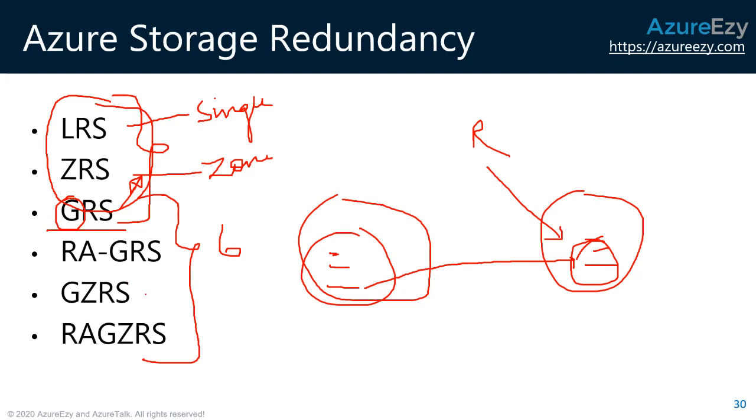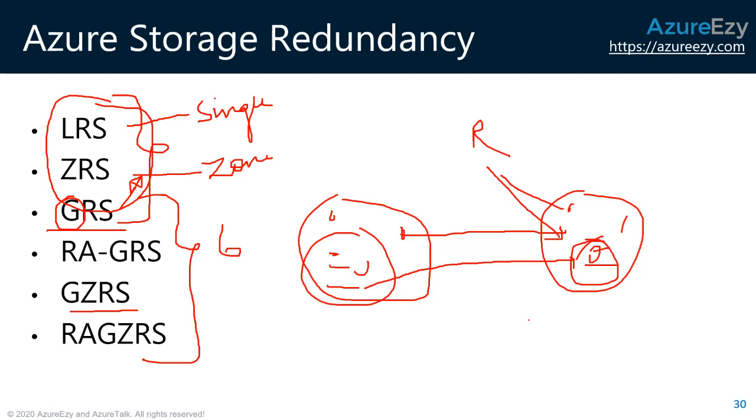But make it zone, then it will become GZRS, like 3 zones inside this, 1, 2, 3, and this is asynchronous. Then again 1, 2, 3. Now if you have the read access of this zone, then it will become RA-GZRS. So inside the region, it is always synchronous replication. That is very important. And outside a region, it would be asynchronous to get to the other region. And then inside the region, it would be again synchronous. So for geo, it would be 6 copies. For inside a region, it would be 3 copies. So it's a very important and interesting feature that makes storage accounts so powerful.